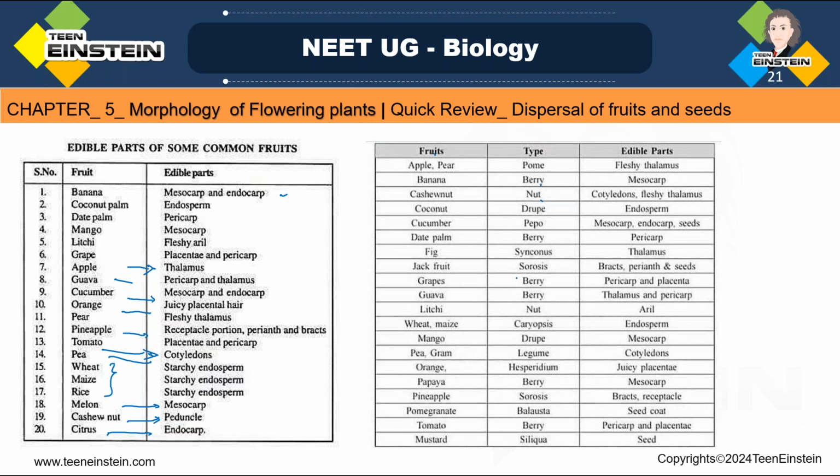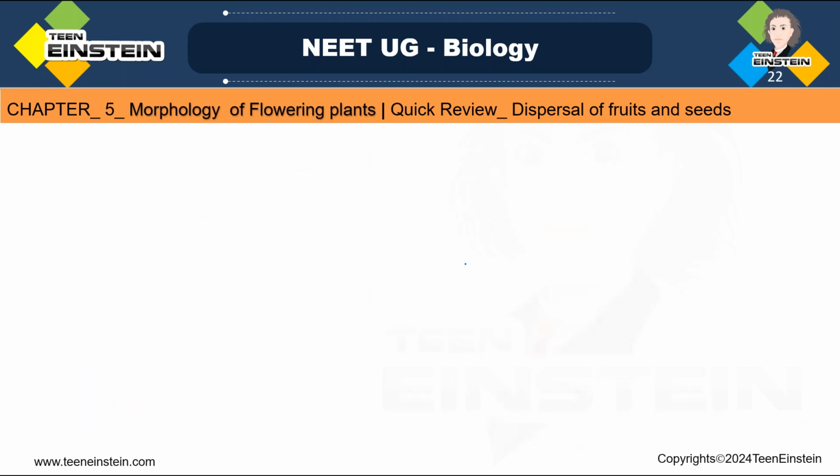And here I have included which type of fruit it is. So that also you need to note down, like pea, gram, and all legumes, and orange, that is hesperidium. Then papaya, that is a berry type. Pineapple, sorosis. And pomegranate, that is balausta. And cashew, that is a nut type. Again, date palm, berry. So all these things also you need to note down. You may get questions from that. Definitely you will get a question.